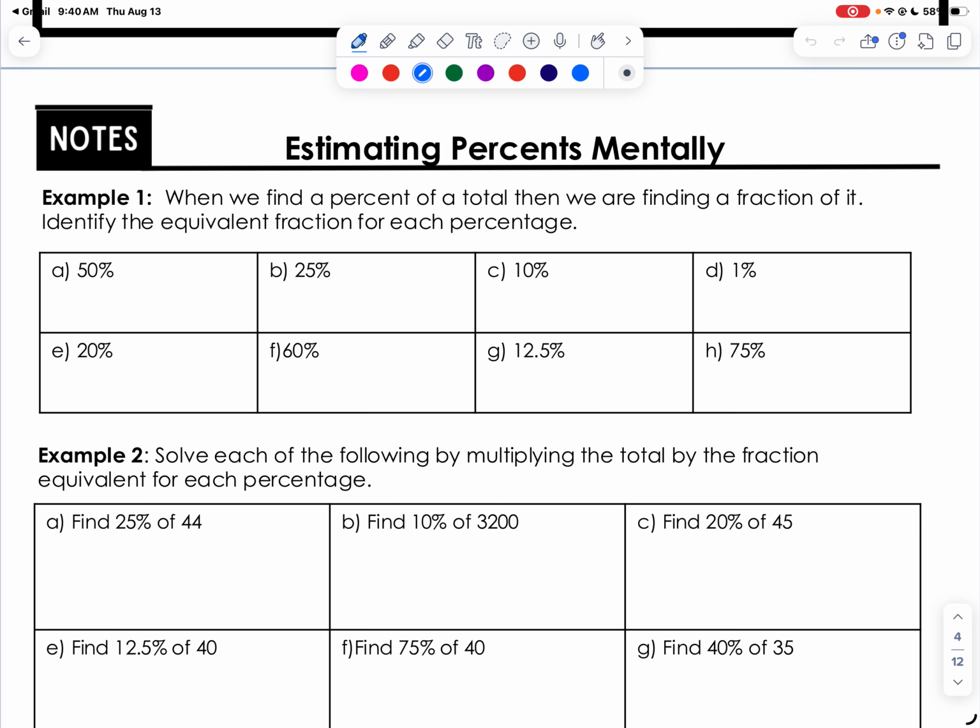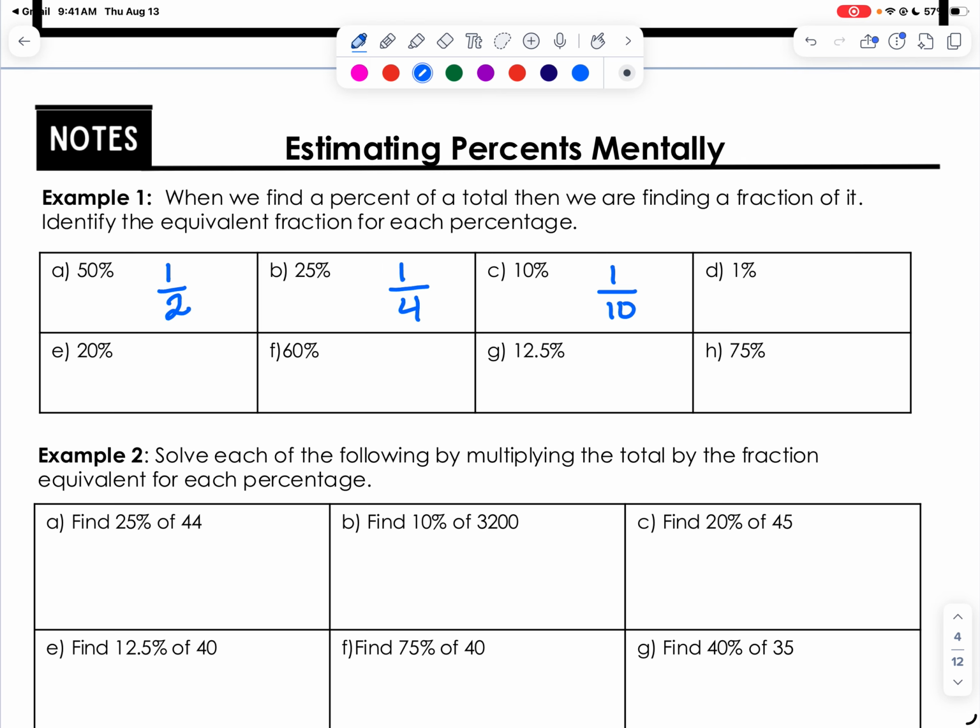Now, most of these you should have memorized. Hopefully you do, so we'll just go through these very quickly. What is the equivalent fraction for 50%? Hopefully you remember that is 1/2. 25%, 1/4. 10%, 1/10.